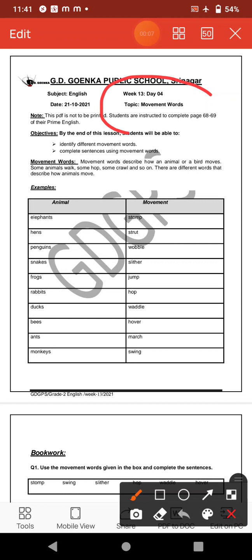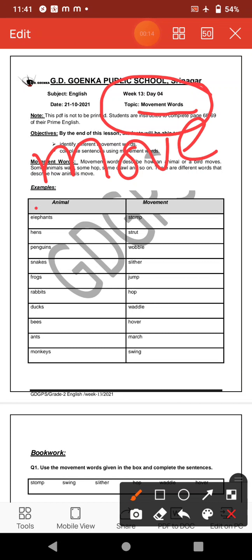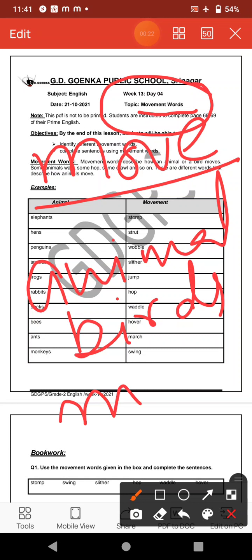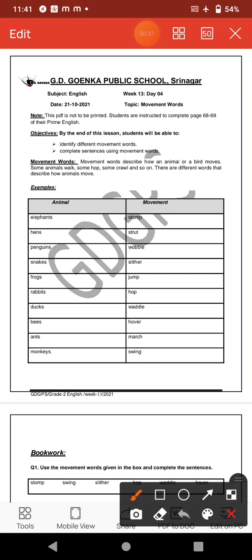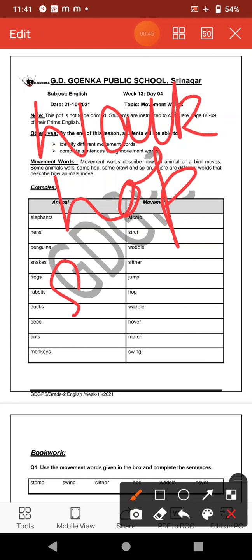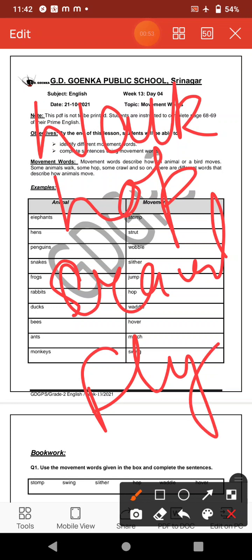In today's class, we are going to learn about movement words. Movement means move. So, a movement word describes how animals and birds move. What is a movement word? A movement word describes how an animal or bird moves. We have so many animals and birds, and everybody moves differently. For example, some animals walk, some hop, some crawl, and so on. And birds fly, right? So every single animal has its own different way of moving, and those movement words describe the movement of animals or birds.